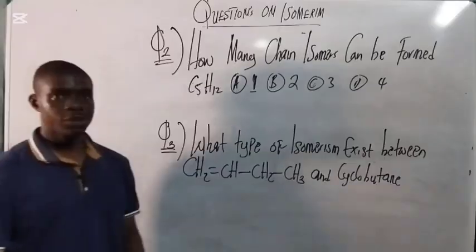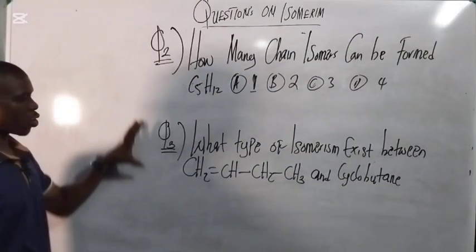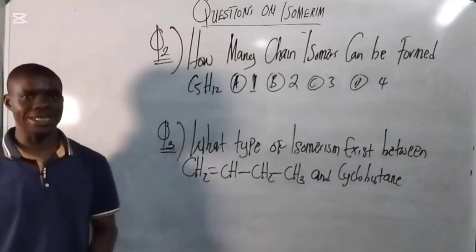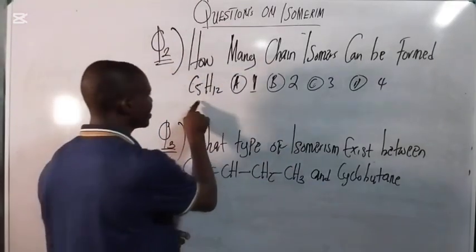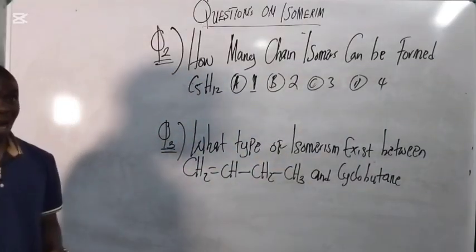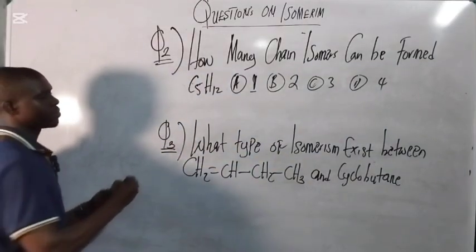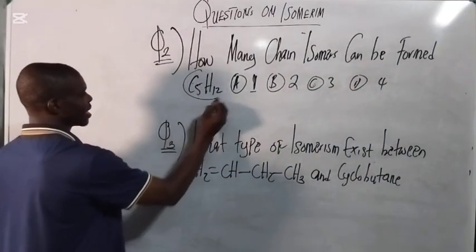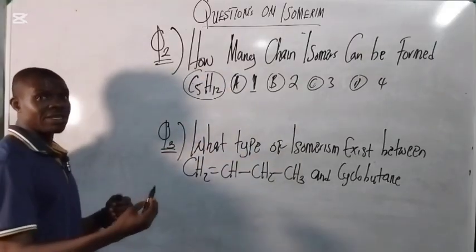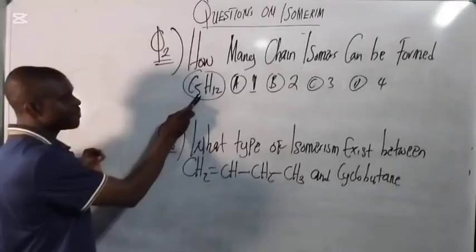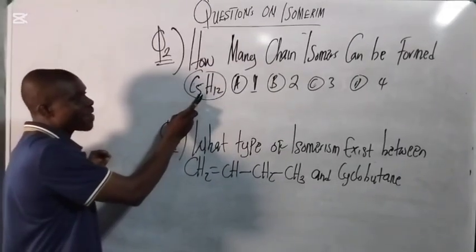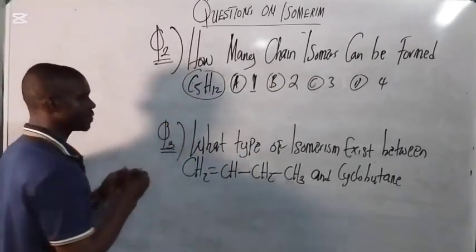Let's look at the second question. So look at our question 2 and our question 3. Please pay close attention here. They say how many chain isomers can be found in C5H10, right? Therefore, you need to confirm if it's an alkane, an alkene, or an alkyne. If you check very well, C5H10 should be an alkene, right?